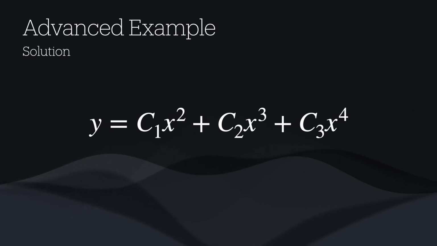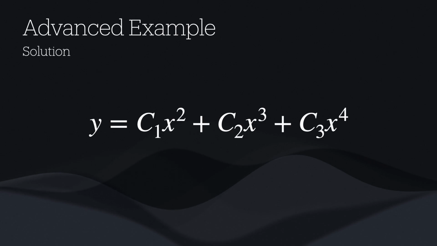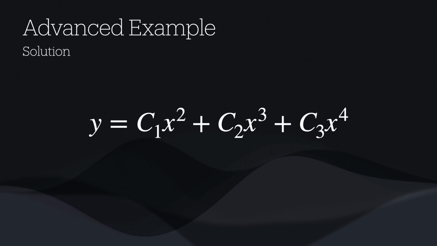Therefore, x squared, x cubed, and x to the fourth power are all candidate solutions to this Cauchy Euler equation. And since Cauchy Euler equations are linear, the linear combination of the solutions will form the general solution. Therefore, c1 x squared plus c2 x cubed plus c3 x to the fourth power is the general solution.